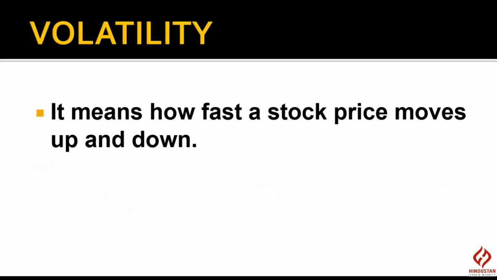Then the next term is volatility. It means how fast a stock price moves up and down. Now on a particular day, the stock price of a company can go up and down. And if the changes in the stock price are drastic, then it means that the stock is highly volatile. More volatile stocks are considered riskier than less volatile stocks.